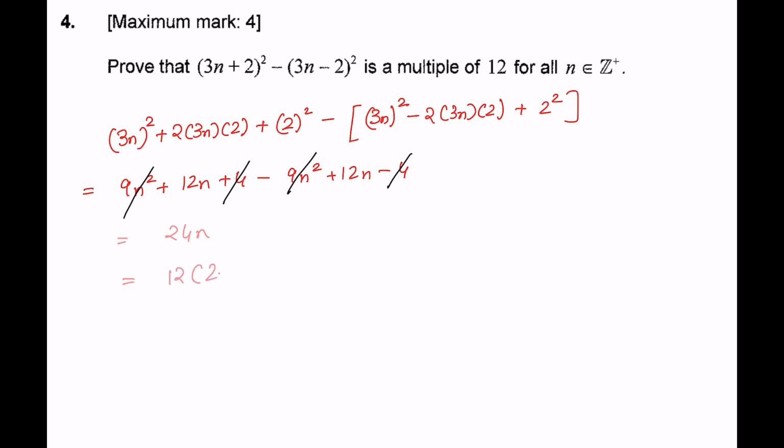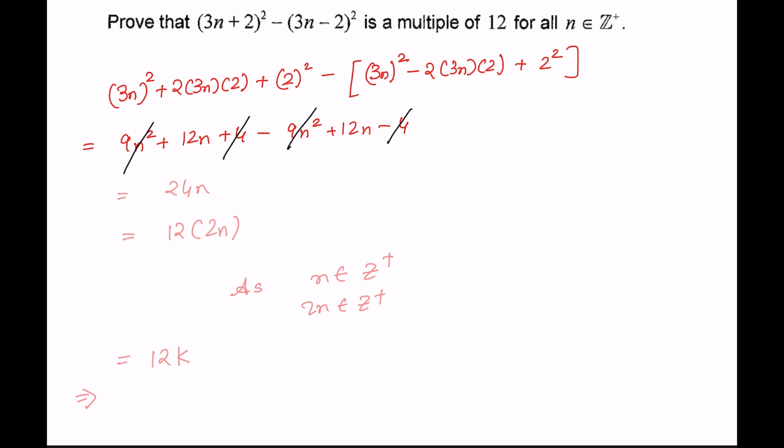24n can be written as 12 times 2n, right? As n is a positive integer, 2n will also be a positive integer, right? So 2n can be taken as k. So as it's 12k, the expression will be a multiple of 12. If you take 2n as k, your expression finally simplifies to 12k.